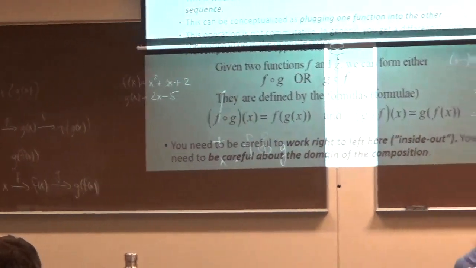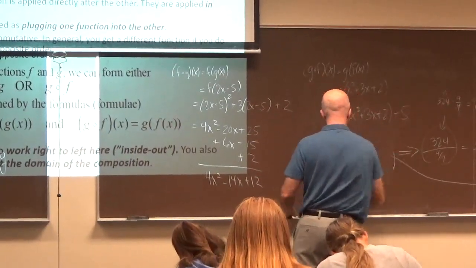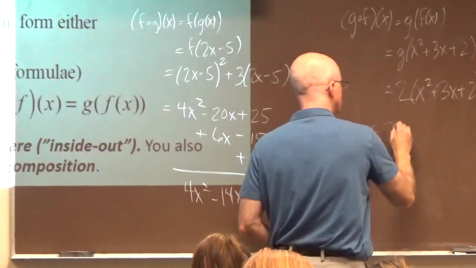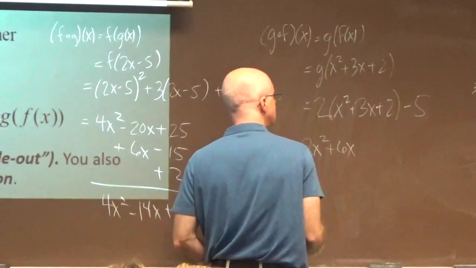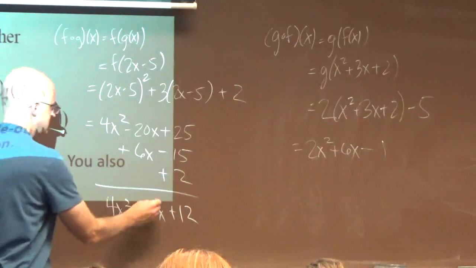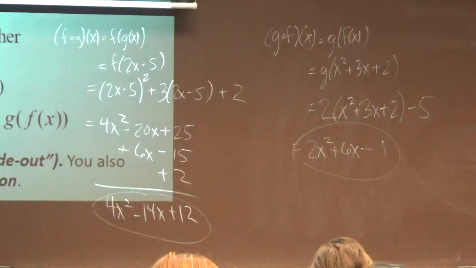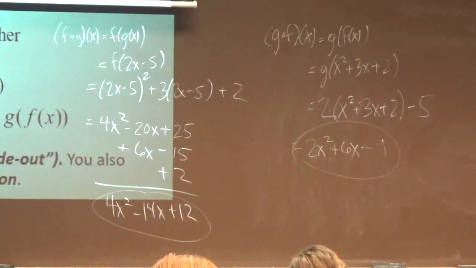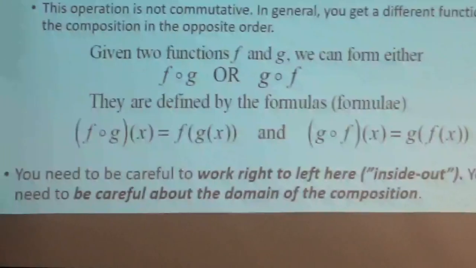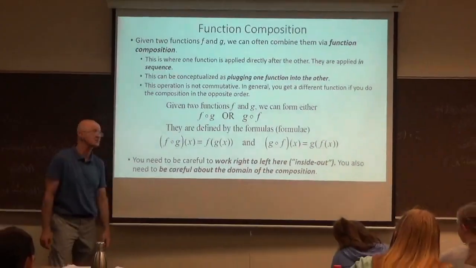2 times the entire expression, x squared plus 3x plus 2, and then minus 5. This does give me a different function, even upon simplification. 2x squared plus 6x plus 4 minus 5. These two things, here and here, are not the same function. This operation is not commutative. There is a special case when it is commutative, and that's when you're composing a function and its inverse.